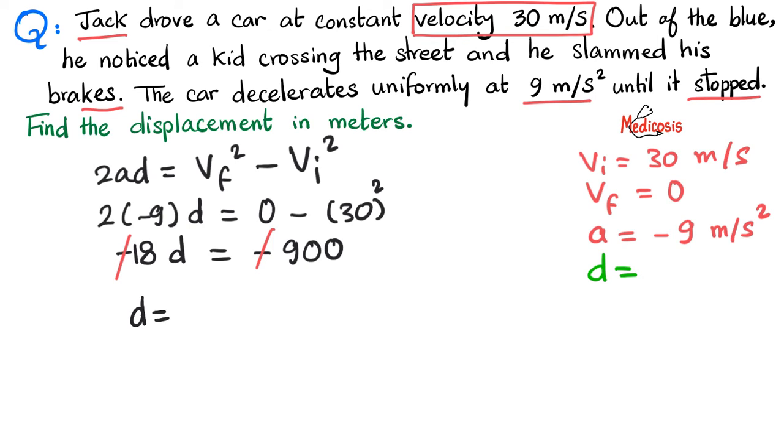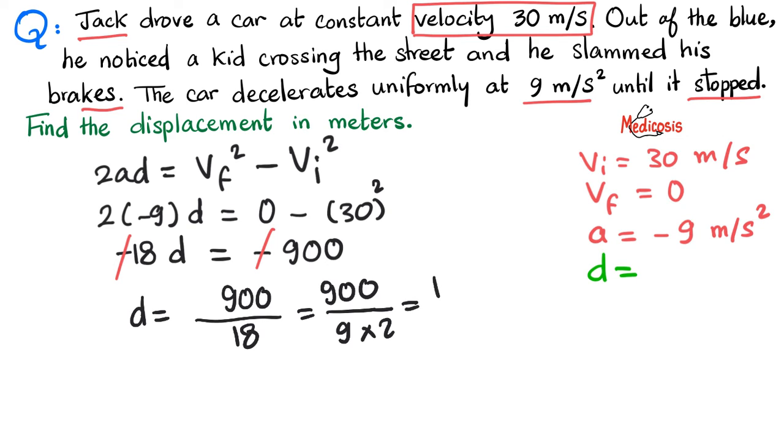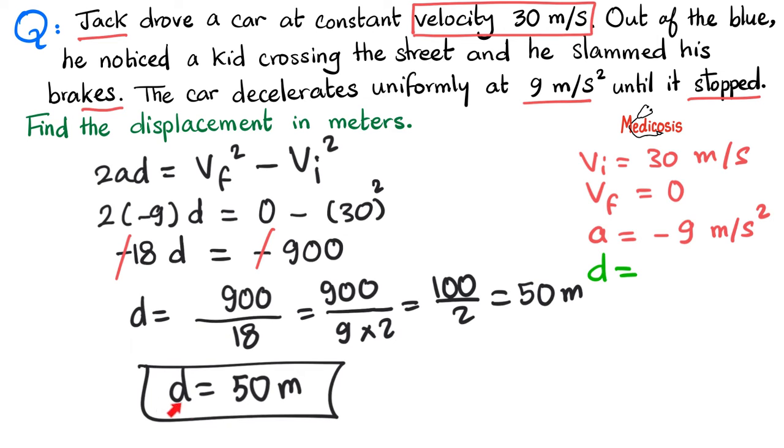Therefore, 1d equals what? You divide by 18. So 900 divided by 18. If this is hard, make the 18 into 9 times 2. What is 900 divided by 9? 100. So this becomes 100 divided by 2, or just 50 meters, which is the final answer. Displacement equals 50 meters. Hopefully Jack made it in time.